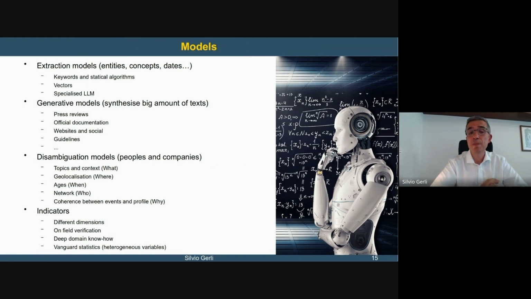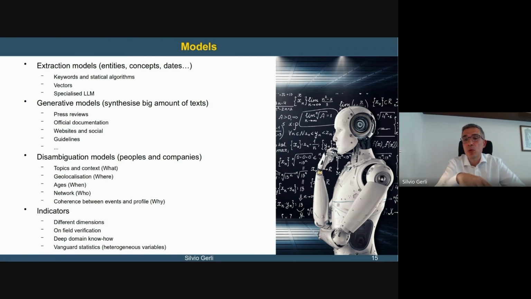And then the indicators. This is very important. The indicators could have different dimensions, so not just one indicator, not just one score. For instance, the risk of fraud, the risk of criminality, the risk of law violation, for instance privacy, the risk of bankruptcy, the risk of unreliability. There are a lot of risks to be evaluated, so we have to think about indicators. Then they have to be verified on the field.